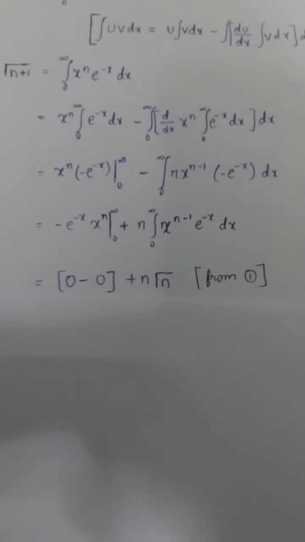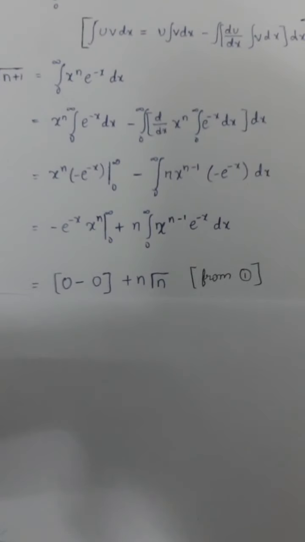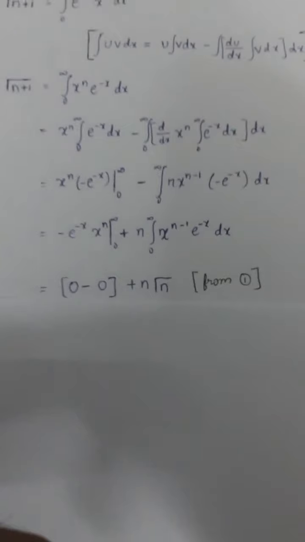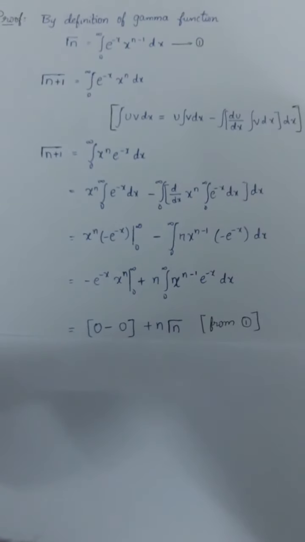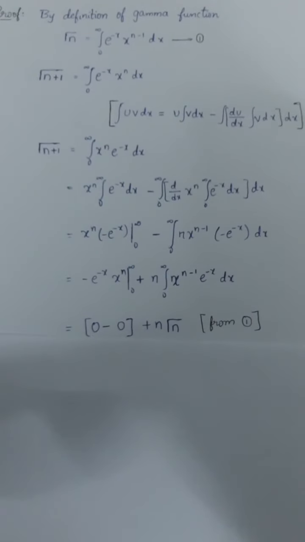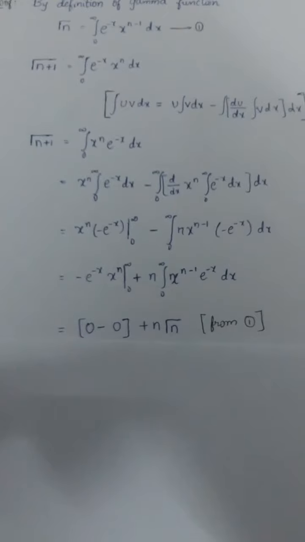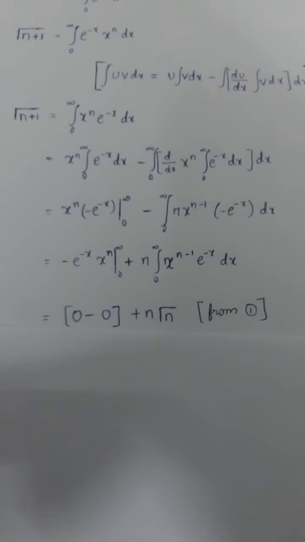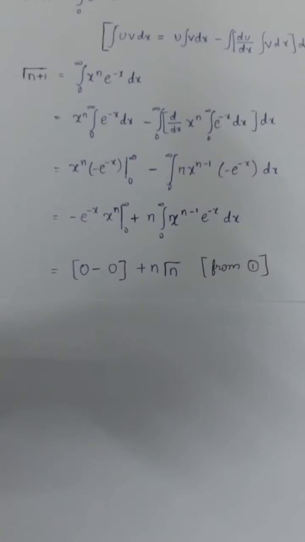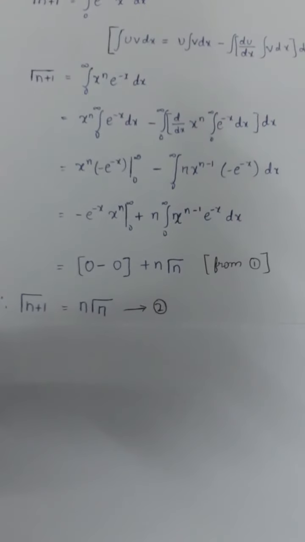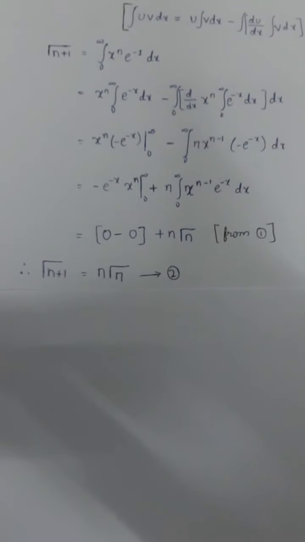So 0 minus 0. And the second term, as we know, is in the form of the first equation, which is gamma n equals integration 0 to infinity of e to the power minus x into x to the power n minus 1 dx. So we can write this as n into gamma n. And finally we get gamma n plus 1 equals n into gamma n. Consider this as equation 2.